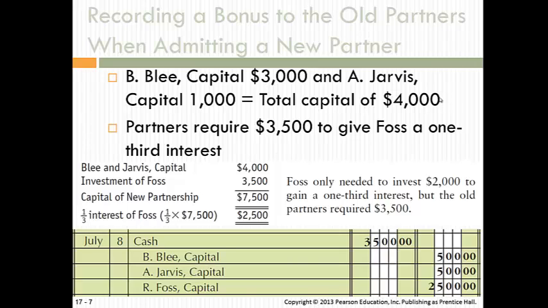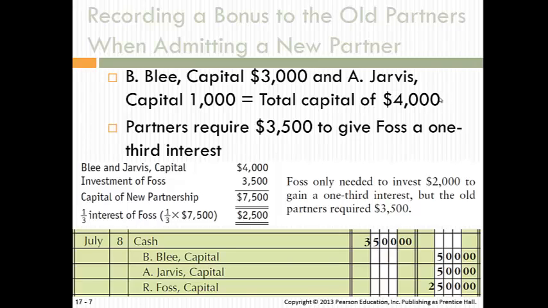Let's look at an example. We have Blee and Jarvis again for total equity of $4,000. Now we have Foss who wants a 1/3 interest. But the partners Blee and Jarvis won't allow Foss to join for $2,000. They require Foss to pay $3,500.